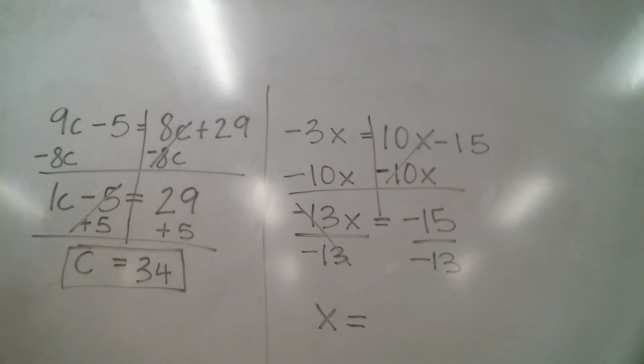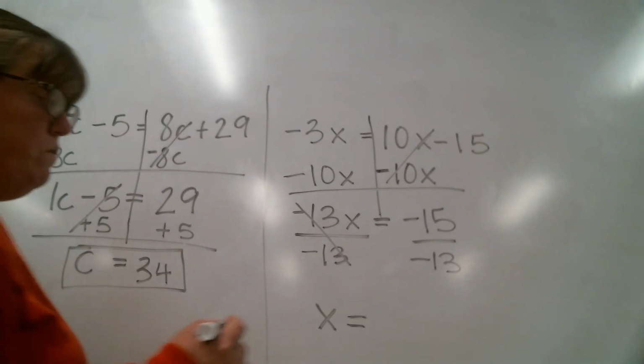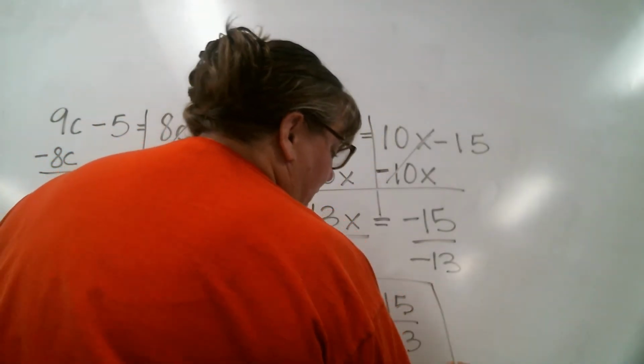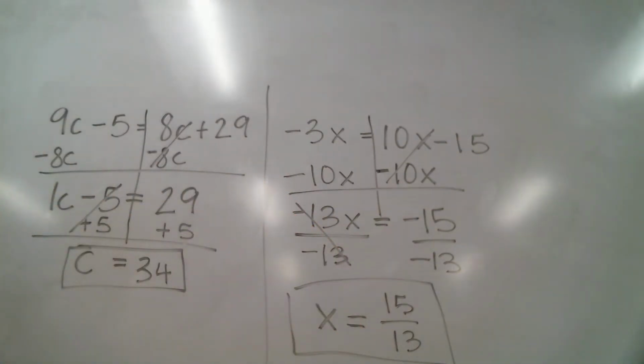15 and 13, 15 does not divide by 13. The fraction can't simplify because 13 doesn't divide by anything. But a negative over a negative is a positive. So I'm going to just rewrite this as 15 over 13. And that's okay. Usually I just try to write your problems so that they work out evenly. If it doesn't work out evenly, that's okay. All right, and I'm just going to write it as an improper fraction, right?